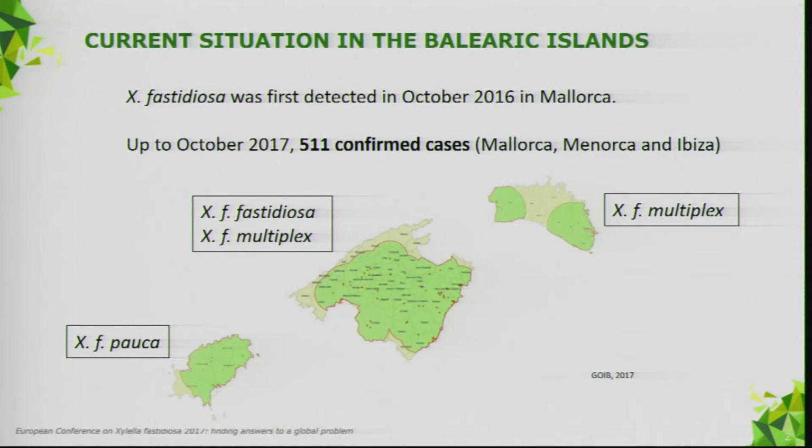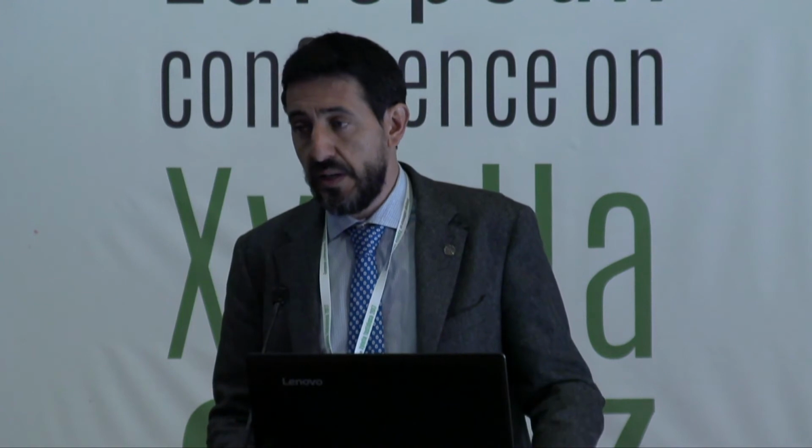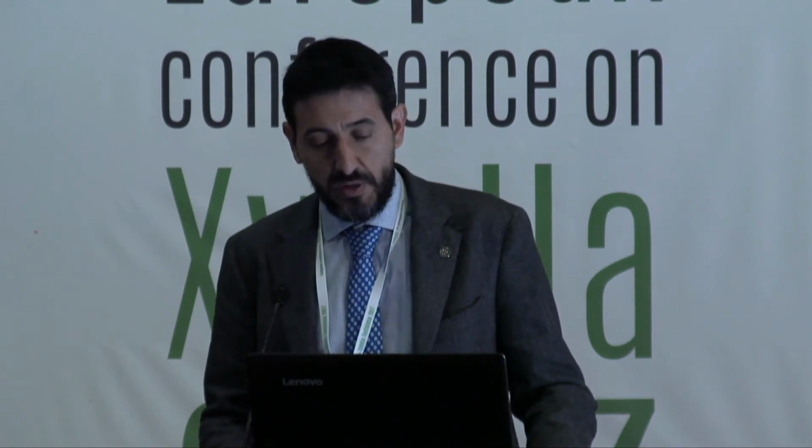So, well, Blanca Alanda presented brilliantly yesterday the situation in Mallorca. This is just a reminder that we are dealing with, I think, a particularly unique situation where we have a lot of different subspecies in the different islands. In Mallorca, you see fastidiosa and multiplex, pauca in Ibiza, and multiplex as well in Menorca.